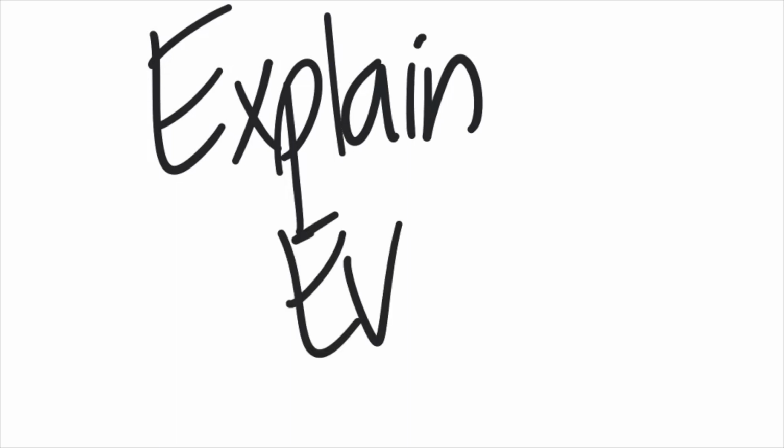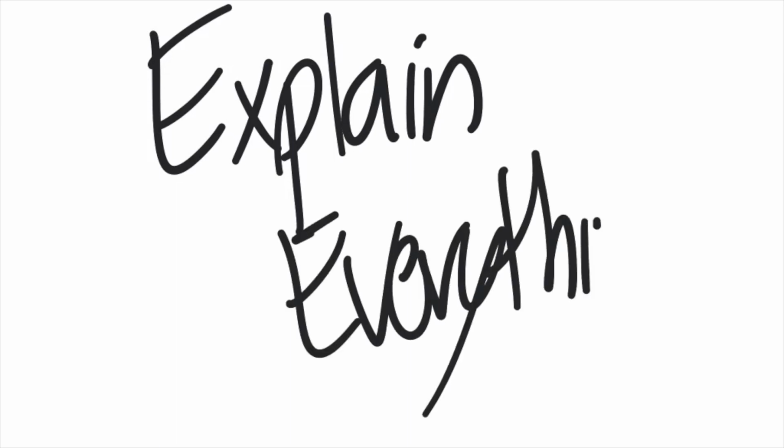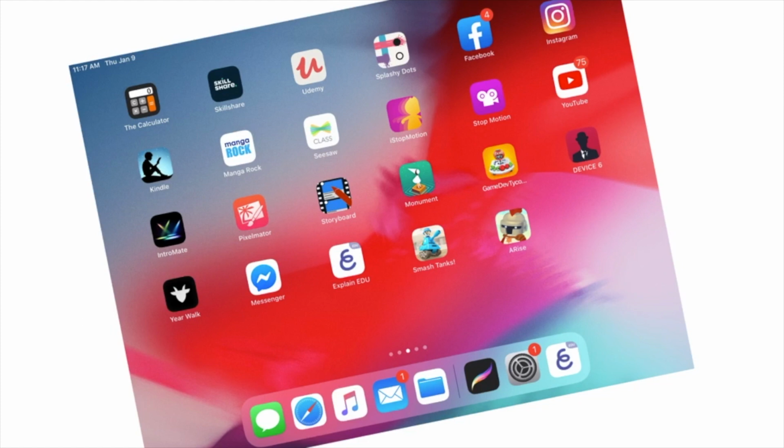So the one we're going to use is this app called Explain Everything, okay? And Explain Everything is what I'm doing right now. It allows me to write on this virtual whiteboard while I record things. So let's take a look at where that might be.